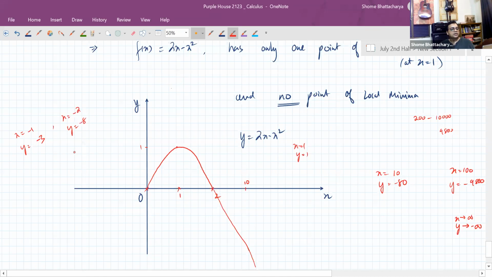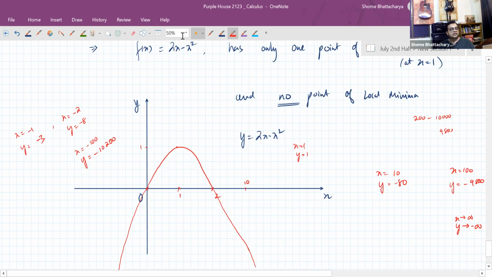And like that, by the time x becomes something like, let's say, minus 100, y will become minus of 10 raised to the power 4 plus minus of 200. So it will become minus 10,200. Okay, so it's very rapidly decreasing. The graph is like this.